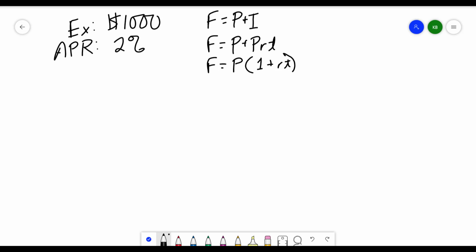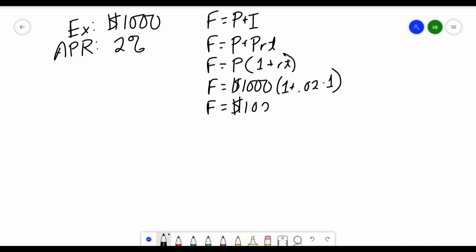So if I wanted to know the future value of this account after 1 year, I would do $1,000 times 1 plus 0.02 times 1. So the future value of this account would be $1,020.